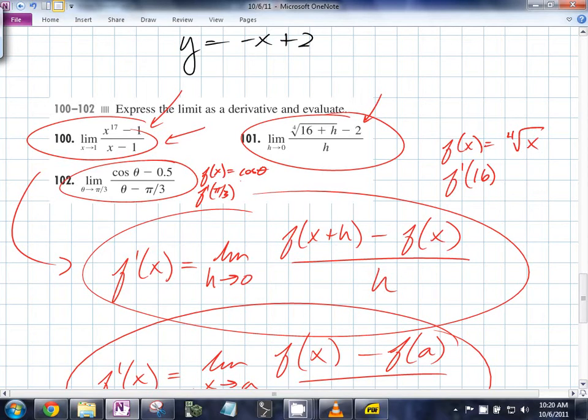So what they want you to do here is not evaluate the limits. They want you to recognize these as derivatives at a certain value. And then if you translate them to, oh, look, is it a lot easier dealing with the derivative of that than dealing with that? Yeah.